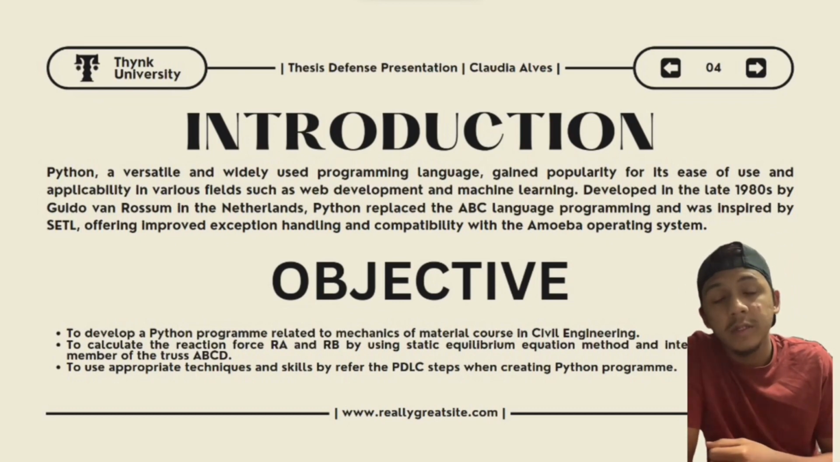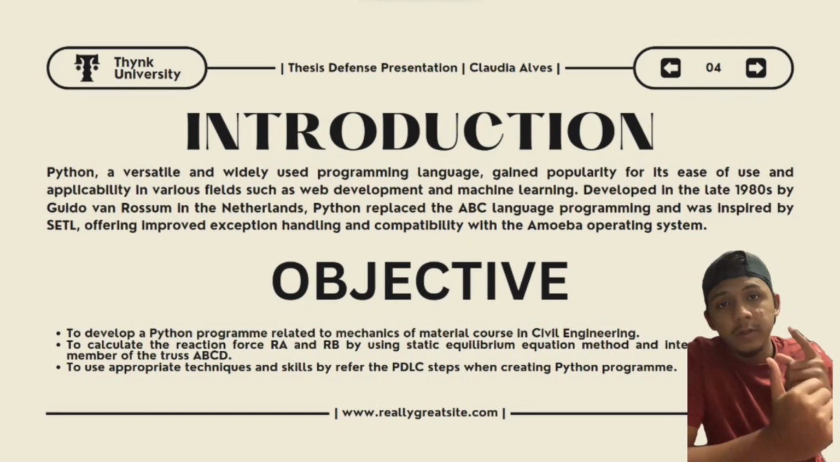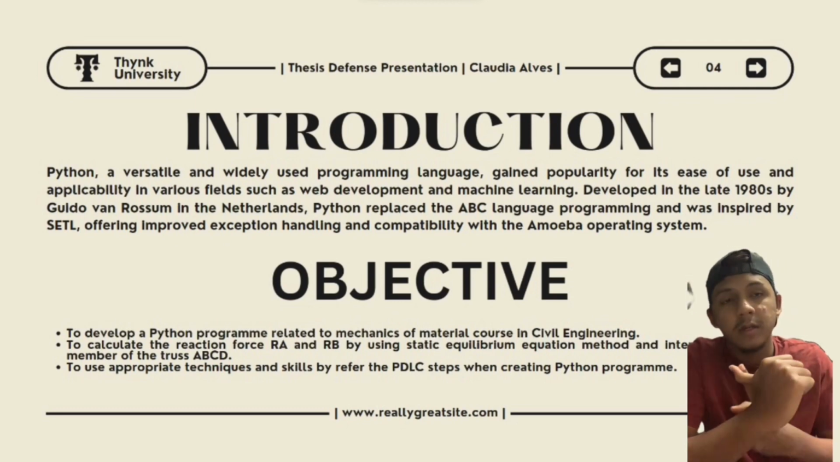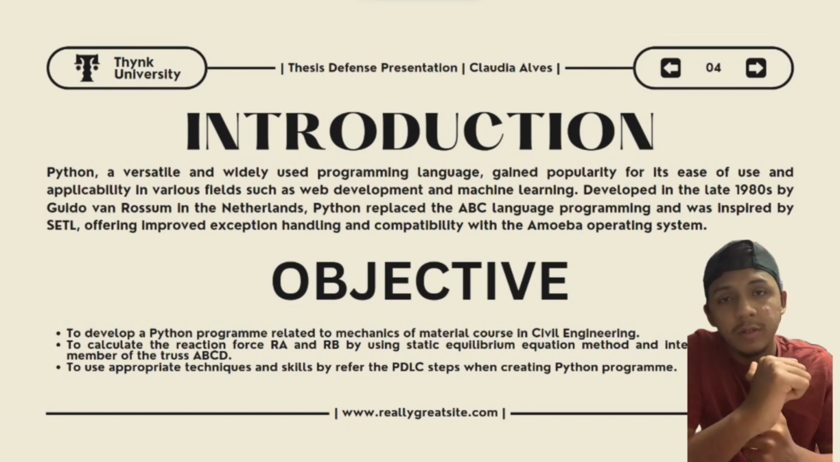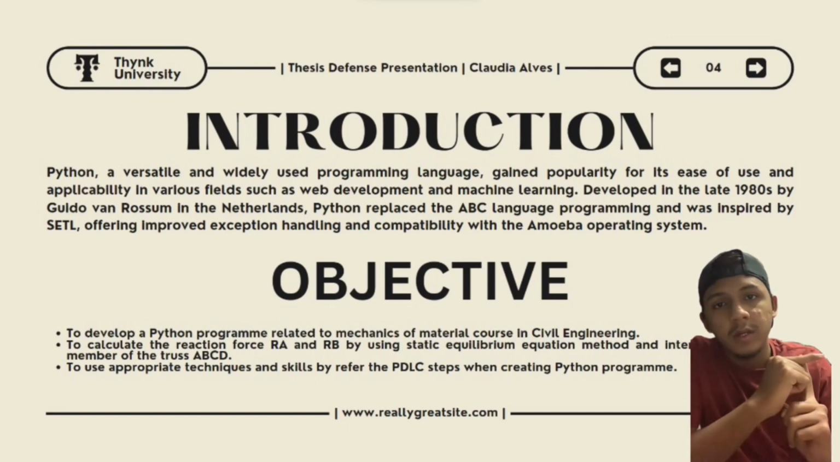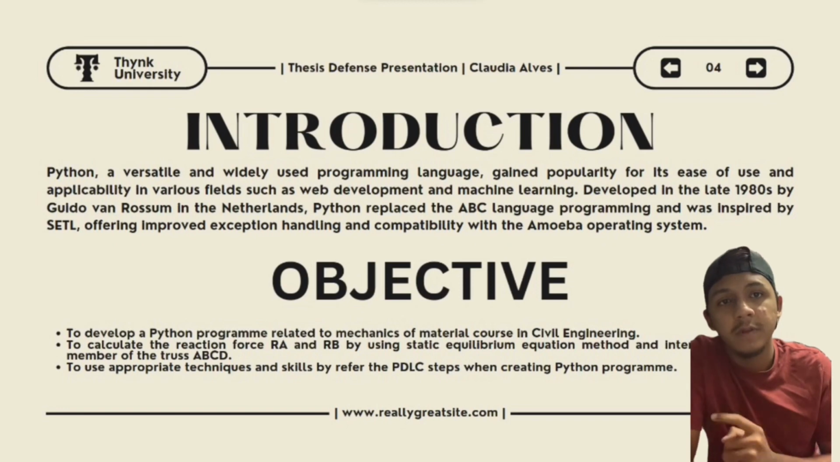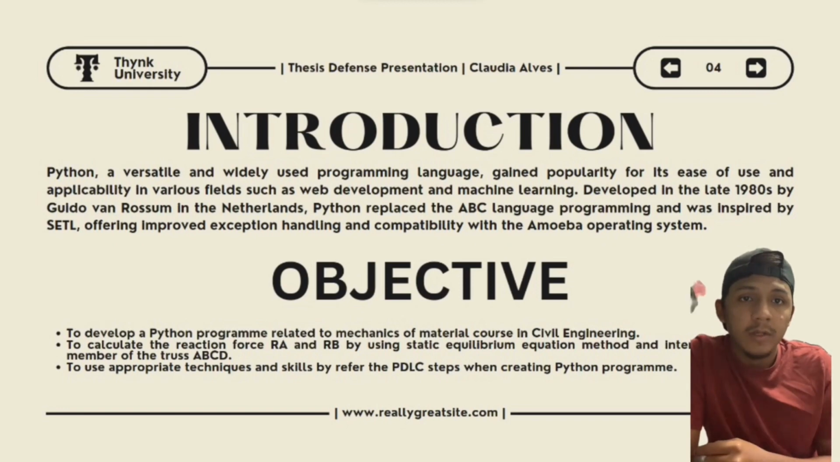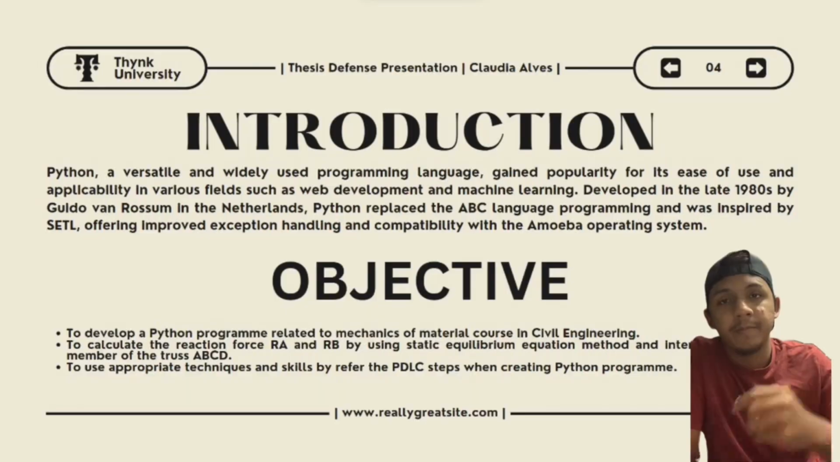So we have three objectives, which is to develop a Python program related to mechanic and material cost in civil engineering. Second one, calculate the reaction force RA and RB by using static equilibrium, graphic method, and internal force in the member of the truss ABCD. Number 3 is to use appropriate technique and skill by referring to PDLC steps when creating Python program.